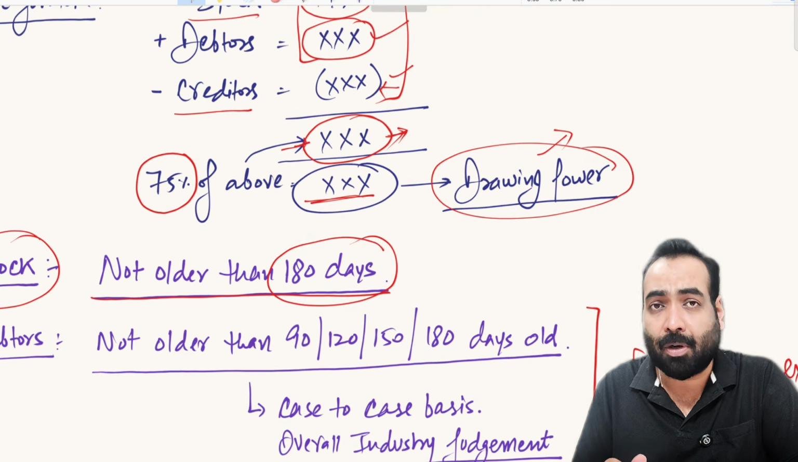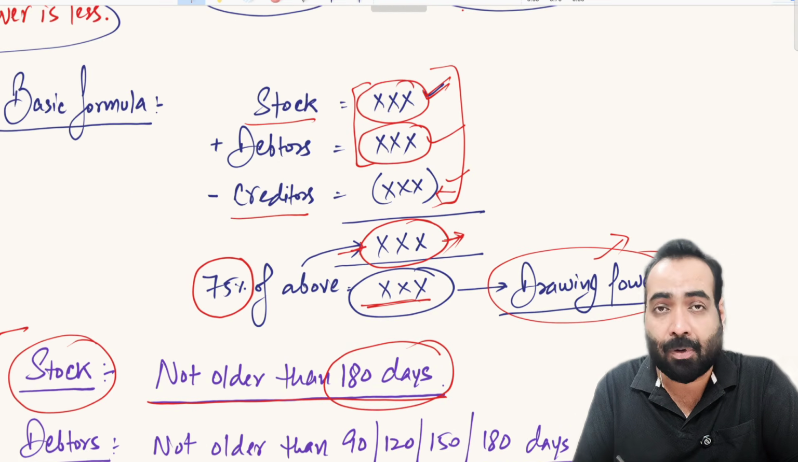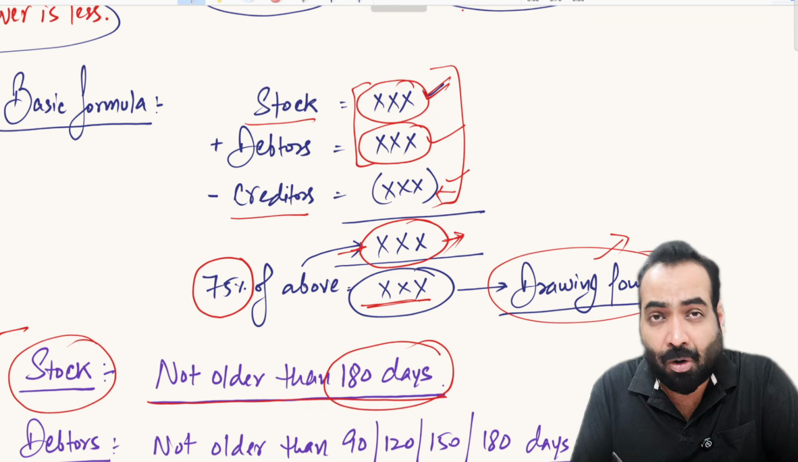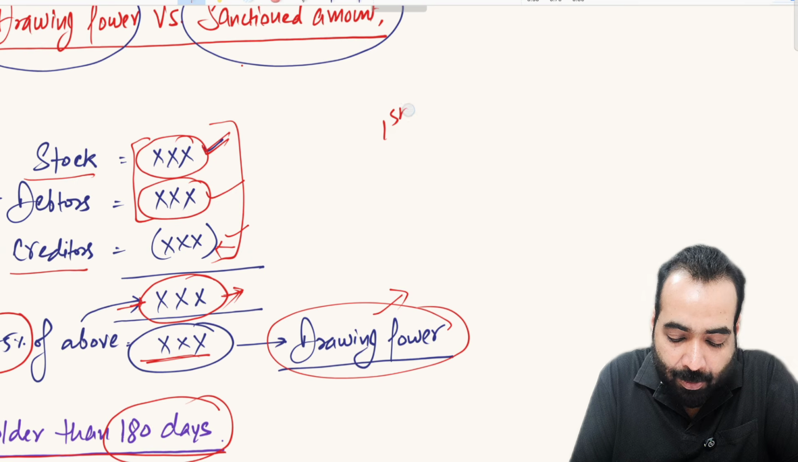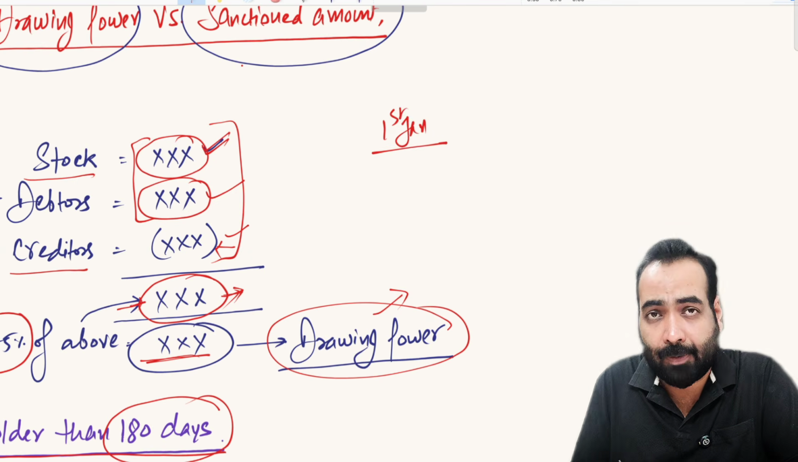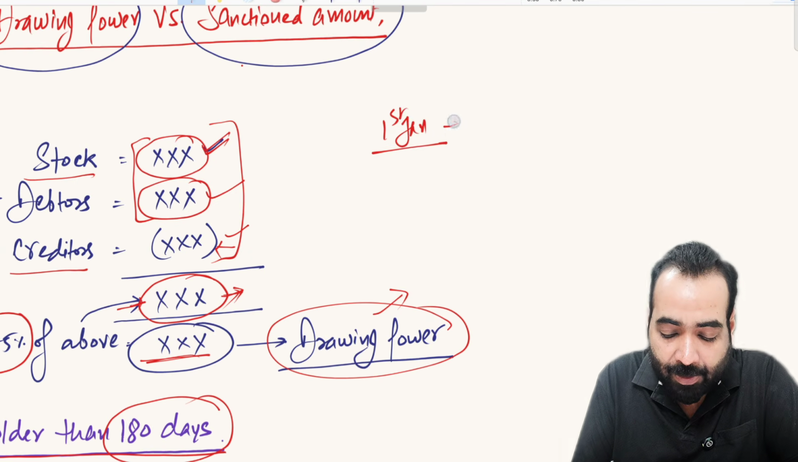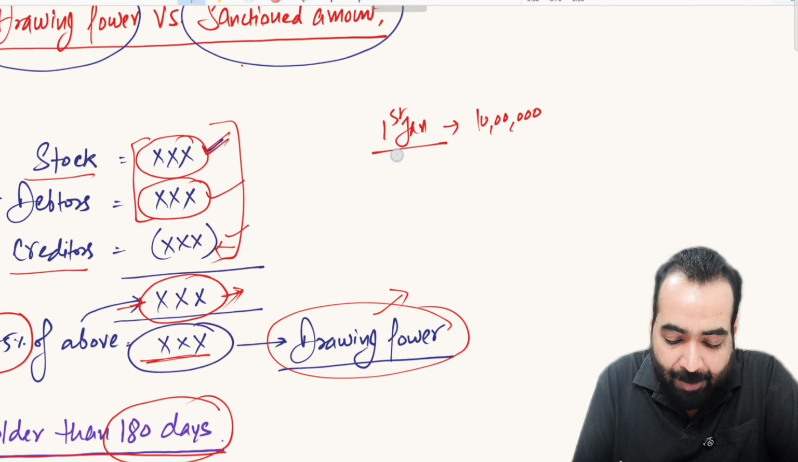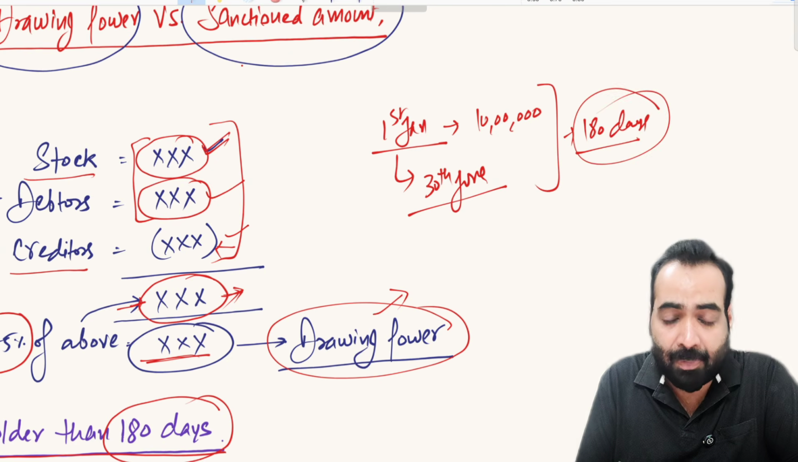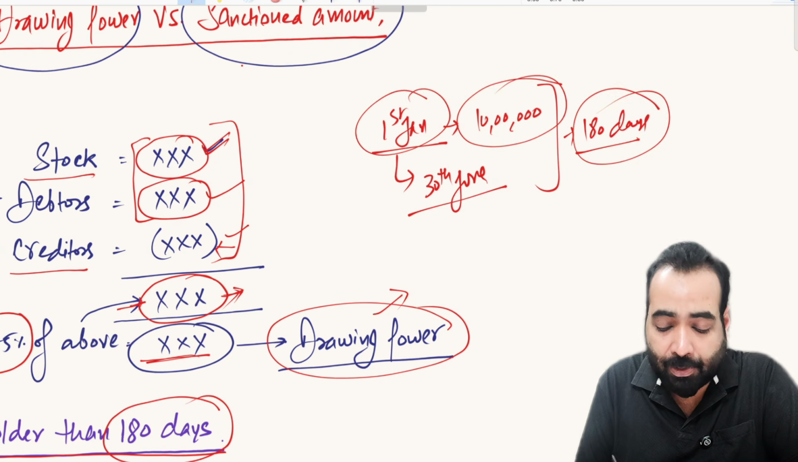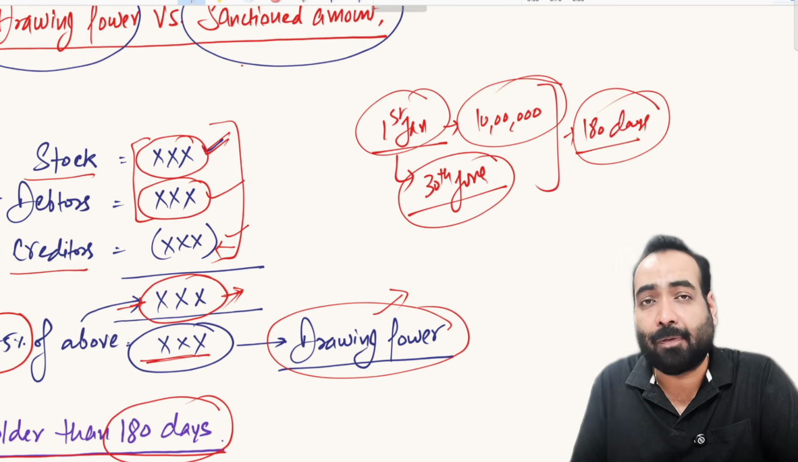Your stock on which you are asking for drawing power from the bank should not be older than 180 days. So suppose you have purchased an item on 1st of January for rupees 10 lakhs, then it means that you have to sell this item by 30th June. Within 6 months, within 180 days, you have to sell this item. This item should not be in your stock post expiry of 180 days.